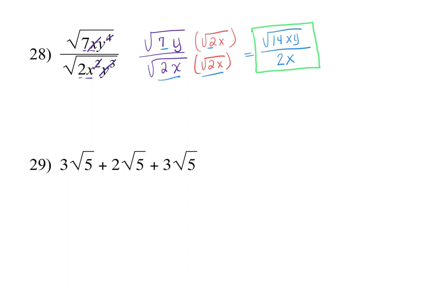When you are adding radicals, they have to be the same exact radical. So when I look at these, to know if I can add them, I have to look and say, is this the same as this one and this one? And if it is, then I can add them. And all I do is add the coefficients. 3 plus 2 plus 3. That gives me 8 square root of 5.